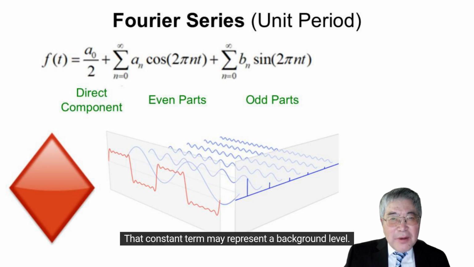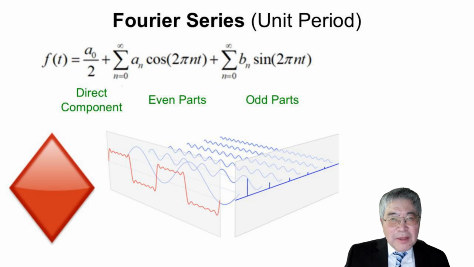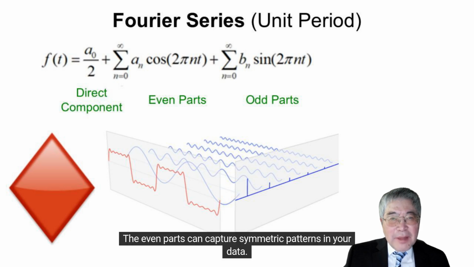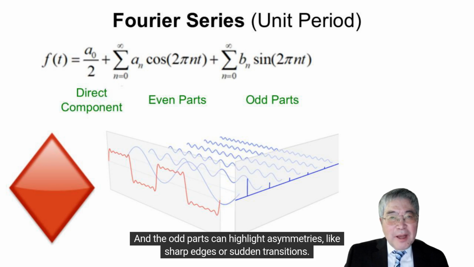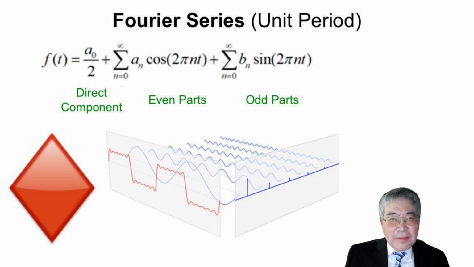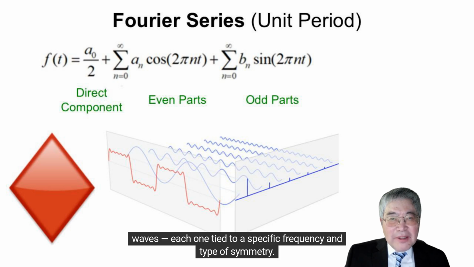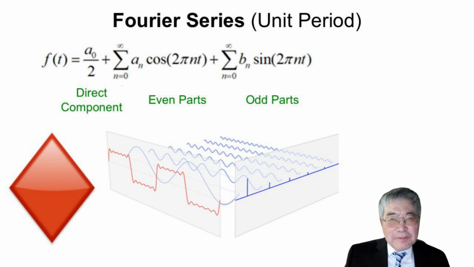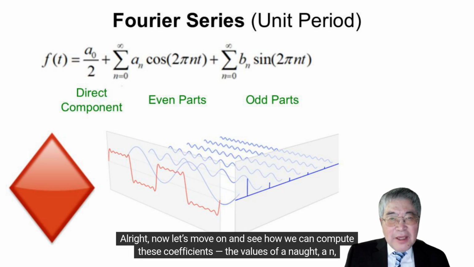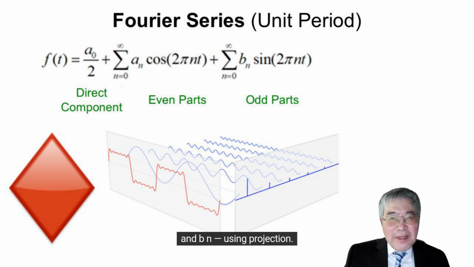That constant term may represent a background level. The even parts can capture symmetric patterns in your data, and the odd parts can highlight asymmetries like sharp edges or sudden transitions. So the Fourier series gives us a powerful, structured way to describe a function using just smooth, well-behaved waves, each one tied to a specific frequency and type of symmetry. Alright, now let's move on and see how we can compute these coefficients, the values of a naught, an, and bn, using projection. That's coming next.